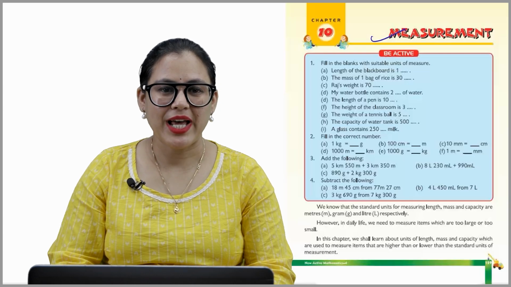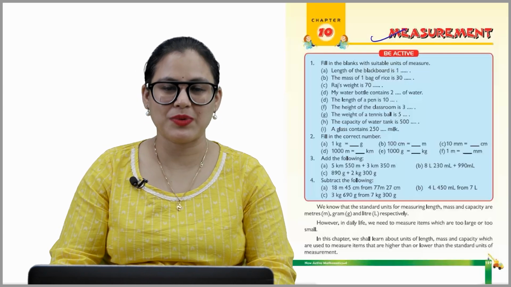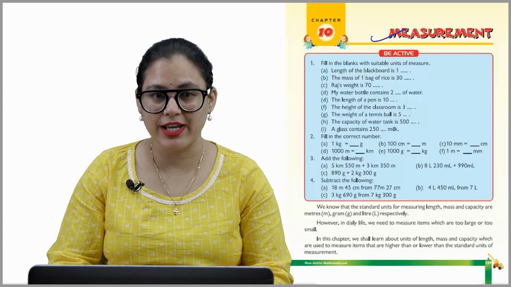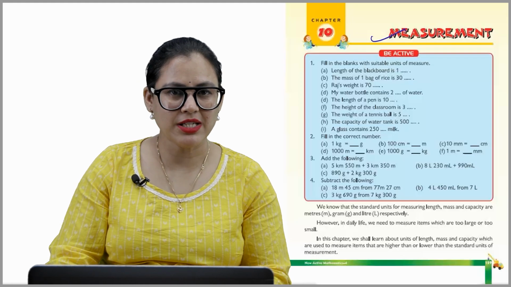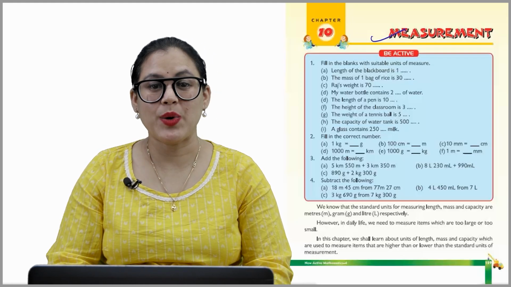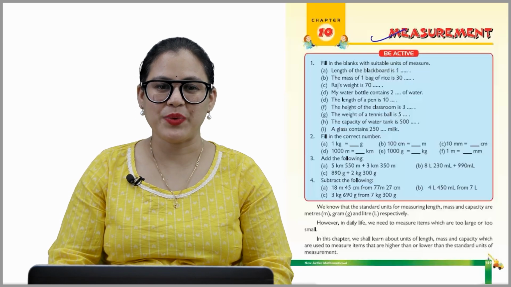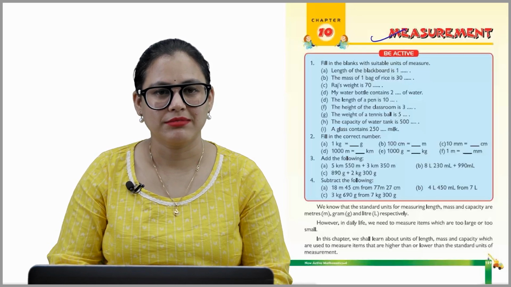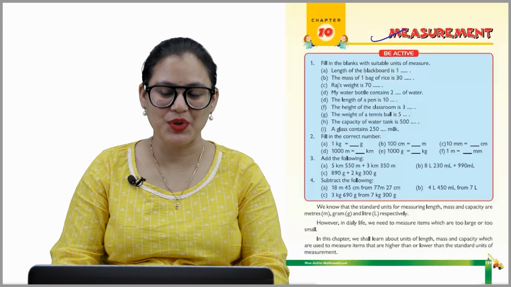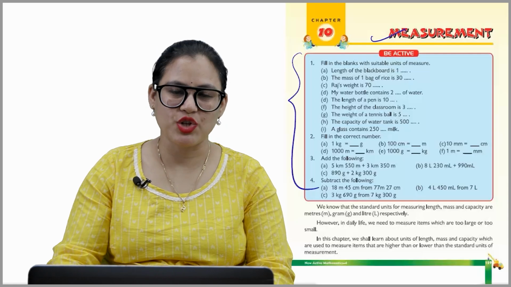Here you will have to fill in the blanks with suitable units of measure, like the length of a board is 1 meter or centimeter. The mass of one bag of rice is 30 kilogram or gram. Raj's weight is 70, of course, kilogram. So you will do this revision by yourself.